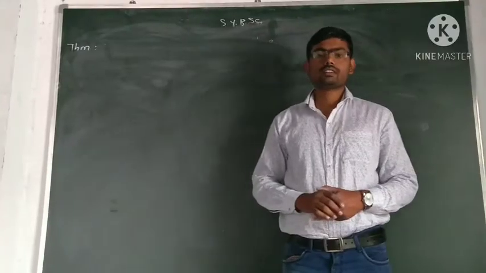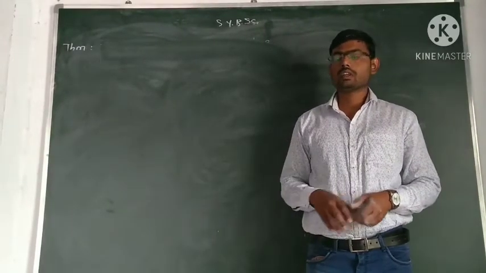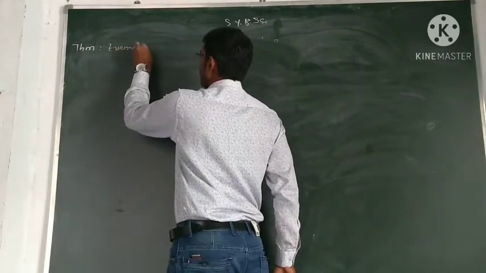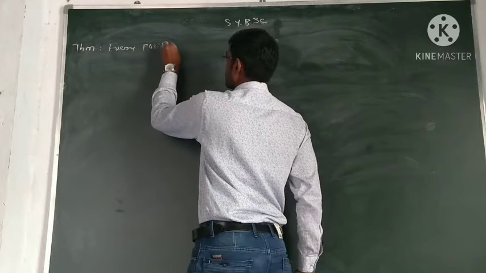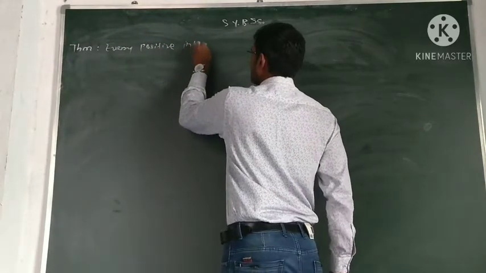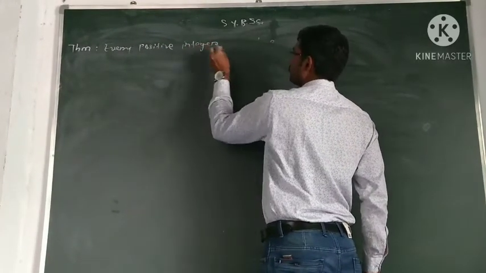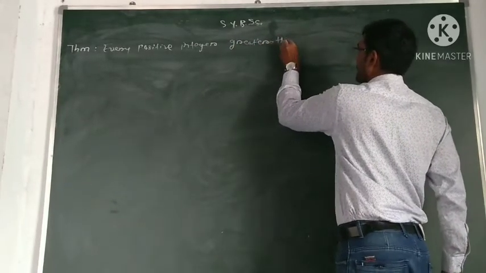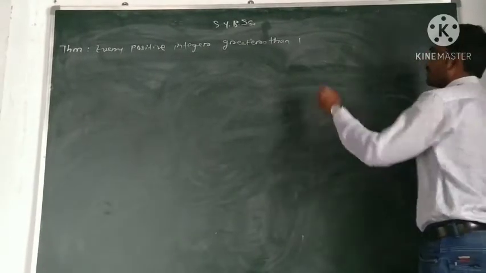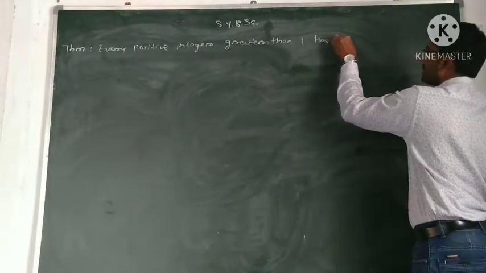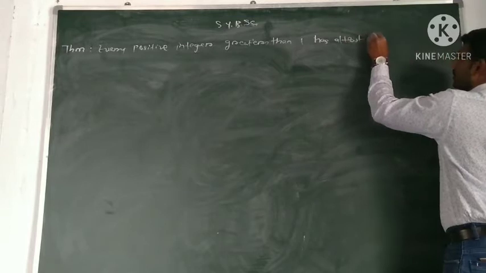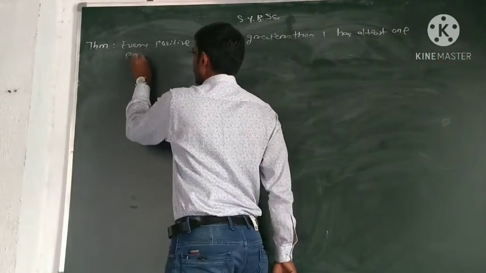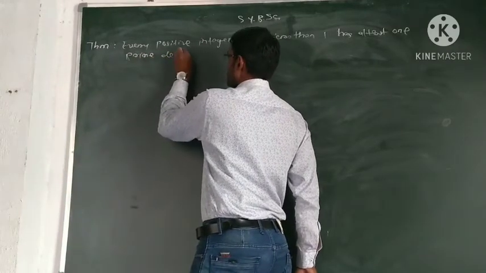But friends, now we will prove that every positive integer greater than 1 has at least one prime divisor. At least one prime divisor.